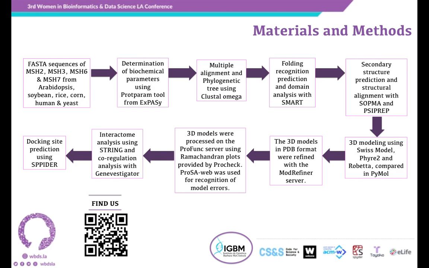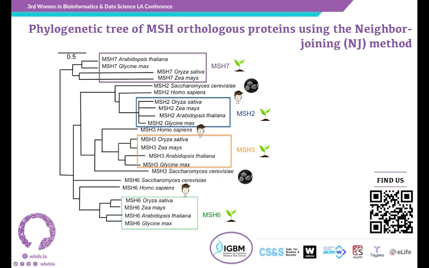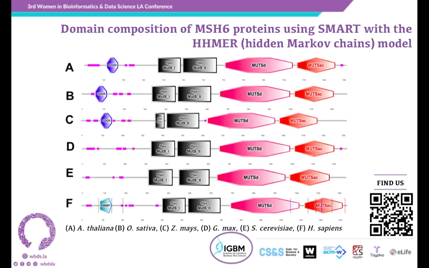This is our pipeline, which you can find in the abstract and in the poster. This is the phylogenetic tree of MSH orthologous proteins constructed with the neighbor joining method. Here you can see how each protein is grouped according to its corresponding type. All analyses were made for the 24 proteins.